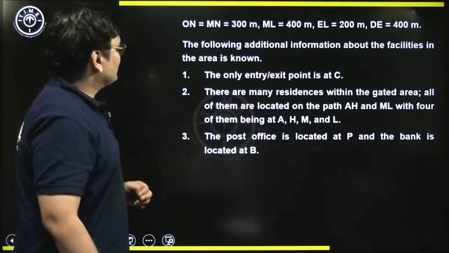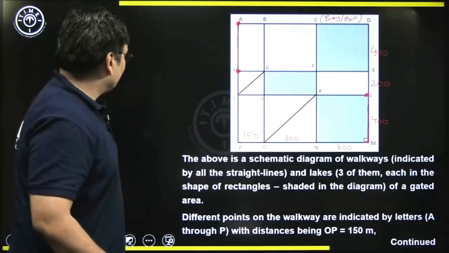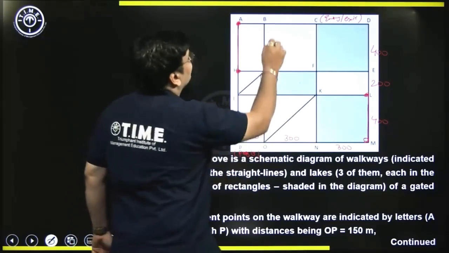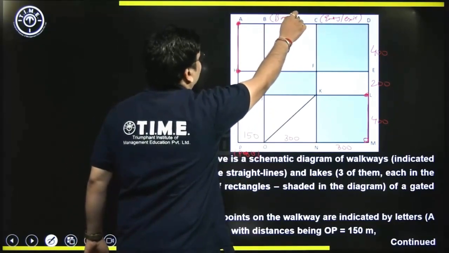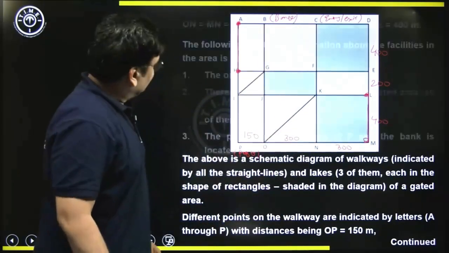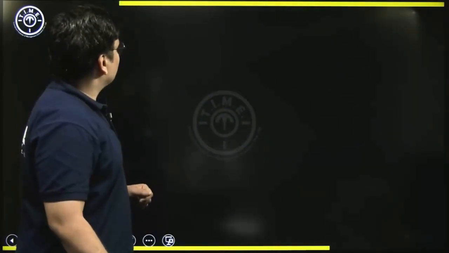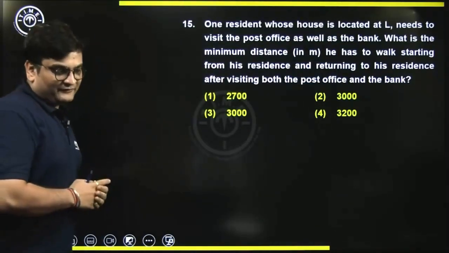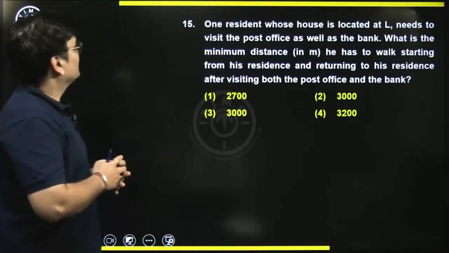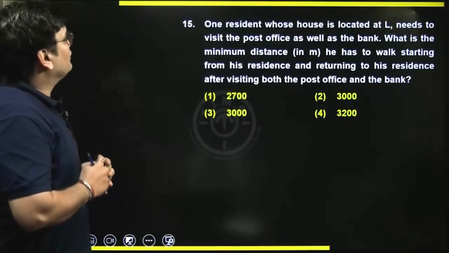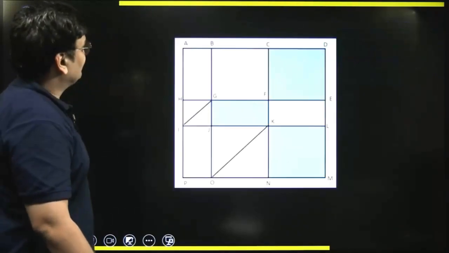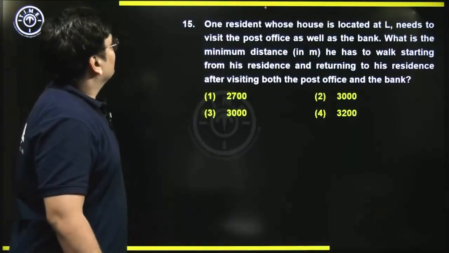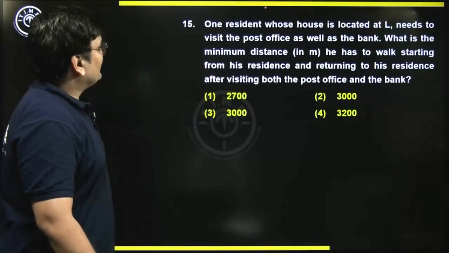Third, the post office is located at P and bank is located at B. So, post office is here and bank is here, B. That is it. These are the points that we know, and based on this, the first question that we have, 15th one, if you look at it. One resident whose house is located at L, so he is here at L, needs to visit the post office as well as the bank.